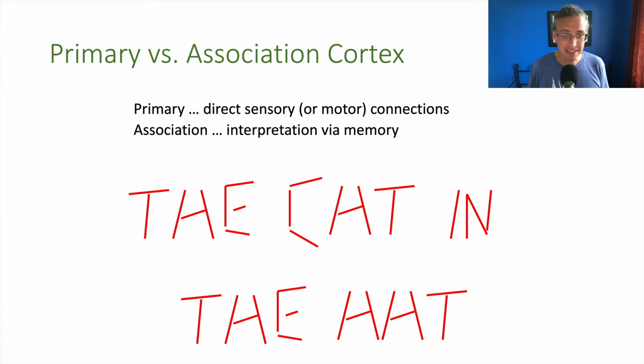Your brain's all ready to see hat. That's what it expects to see. And this is close enough. And if that means it has to see this as an H and that as an A, that's fine.